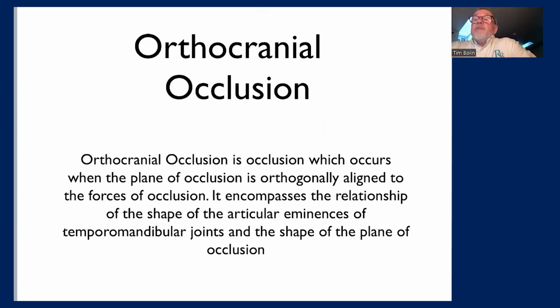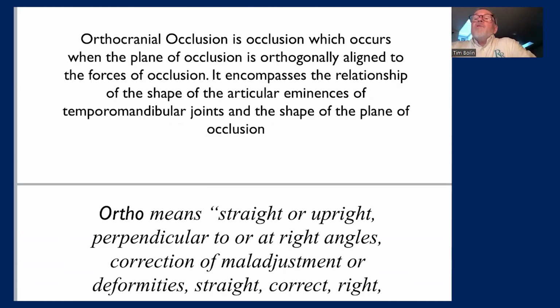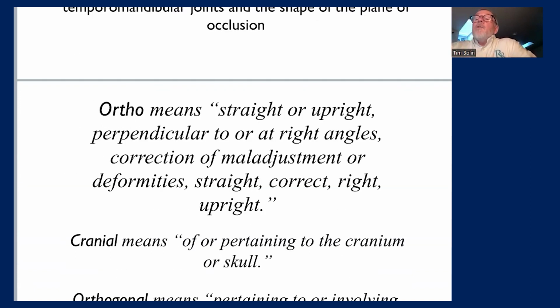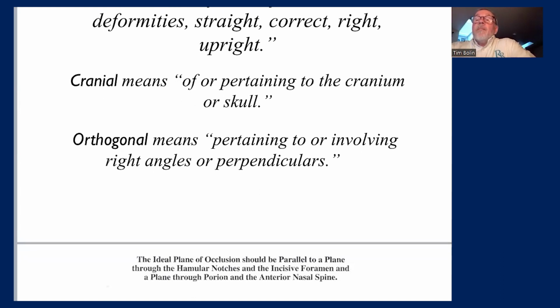It encompasses the relationship between the shape of the articular eminence of the temporomandibular joints and the shape of the plane of occlusion. Ortho means straight or upright, perpendicular or at right angles; correction of maladjustment or deformities; straight, correct, right, and upright. Cranial means pertaining to the cranium or skull. Orthogonal means pertaining to or involving right angles or perpendiculars.